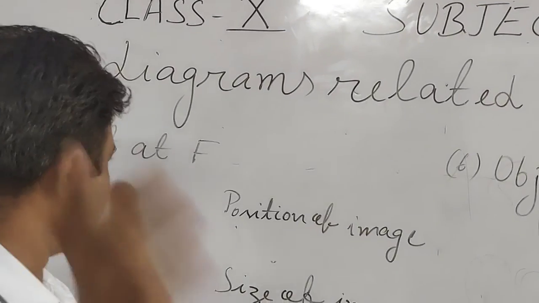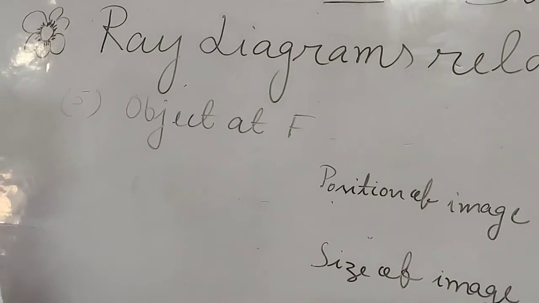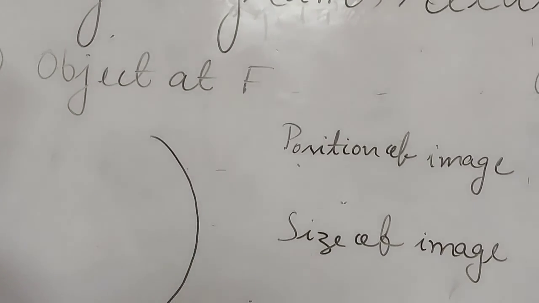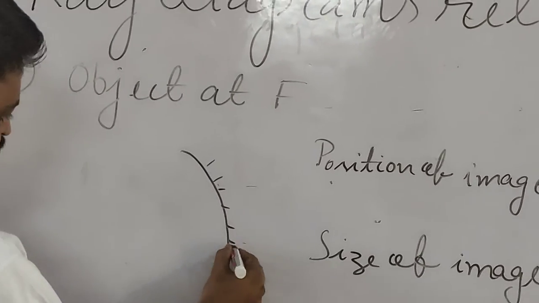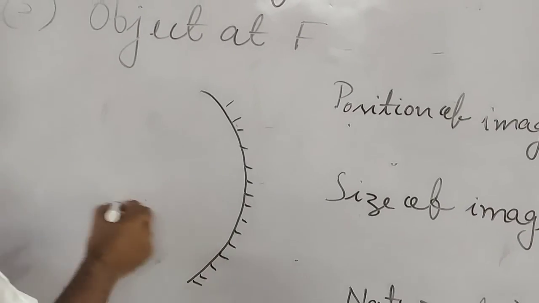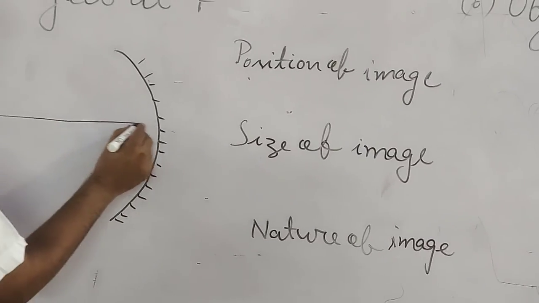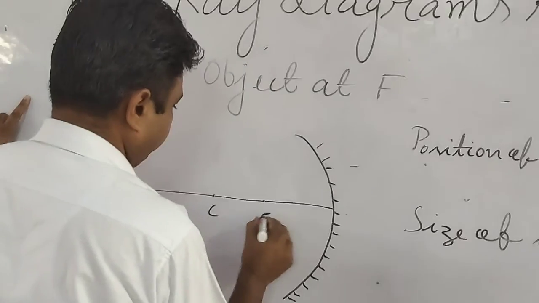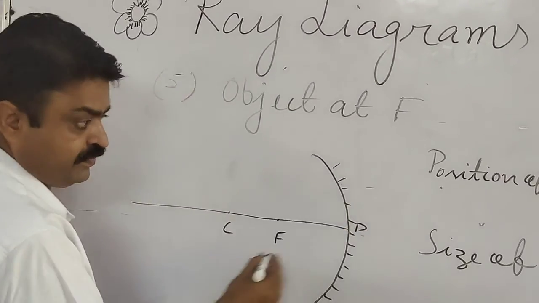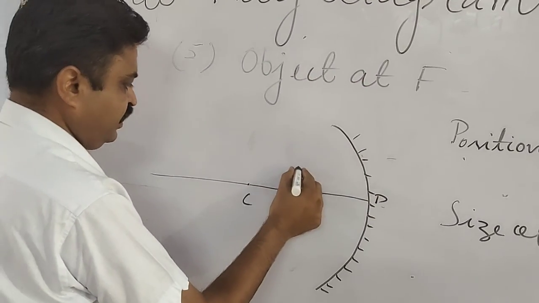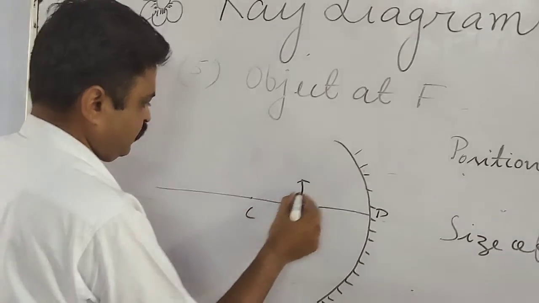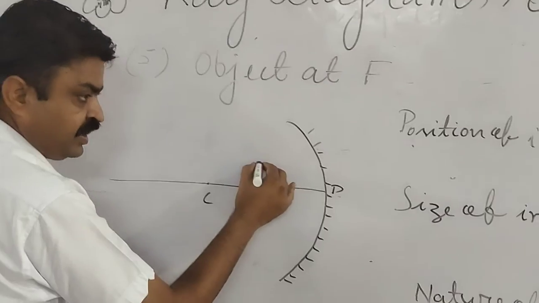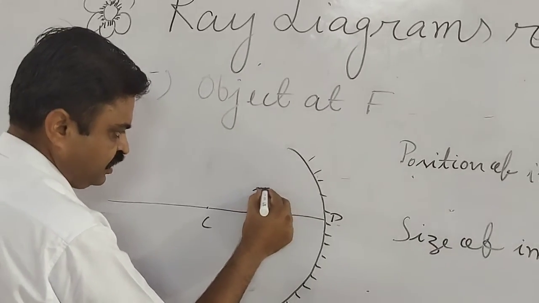Yes, student, now we will discuss the object at F. F means at focus. So again we will draw the ray diagram. This is the concave mirror. Now we draw the principal axis. It is the center of curvature. It is the focus. Now it is the pole. Now where is the object? It is at focus here. Here is the object.